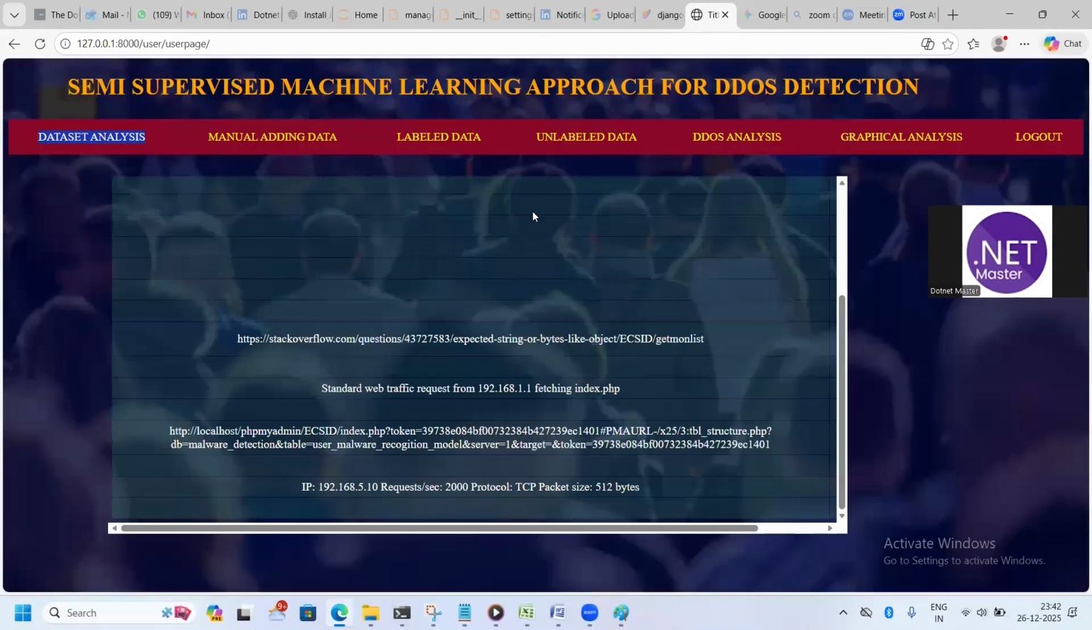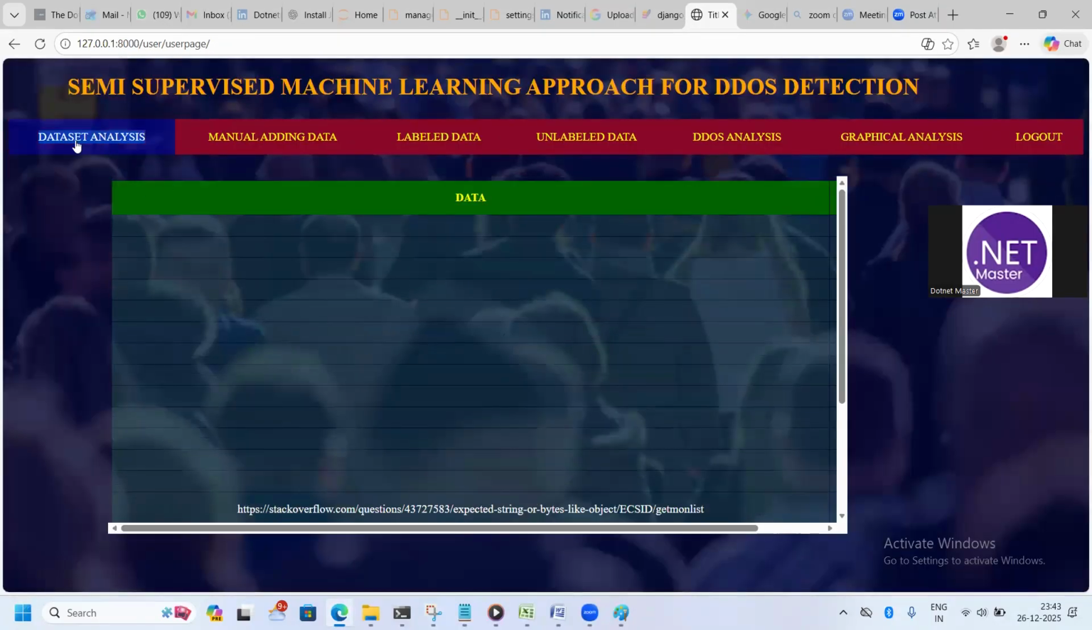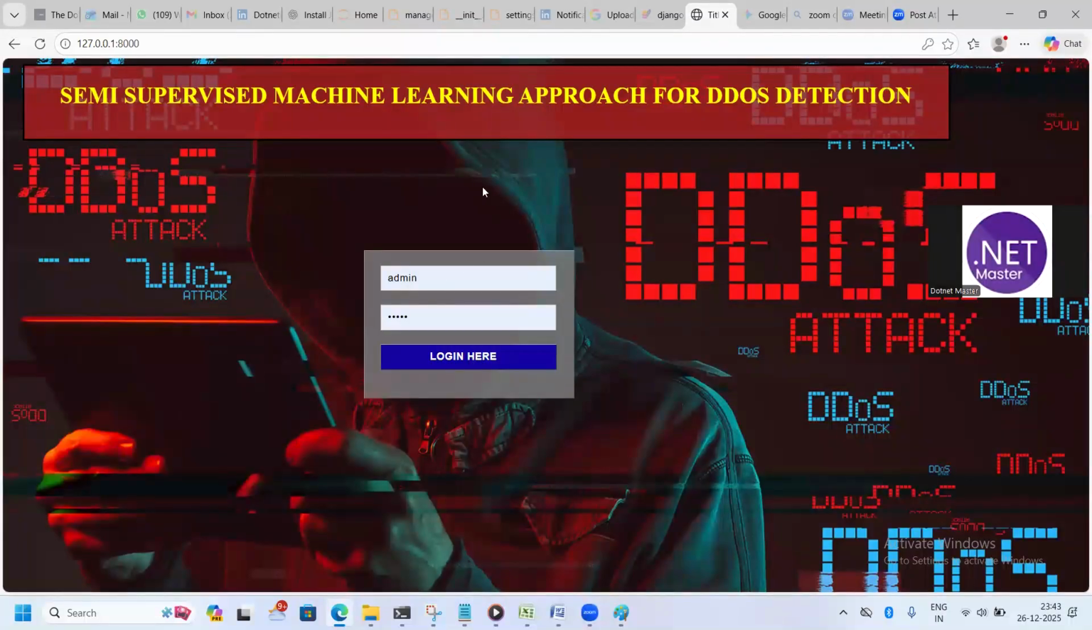Okay, so let's go on to understand the project. This is your project. It has dataset analysis, manual data adding, labeled data, unlabeled data, DDoS analysis and graphic analysis. Okay, so first, before we start, we have an admin; let's log off this one. So we have a user, and only the authorized person can see this.